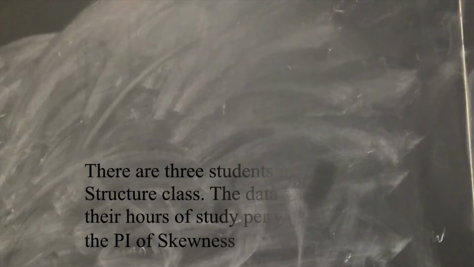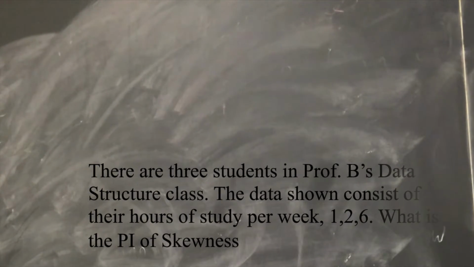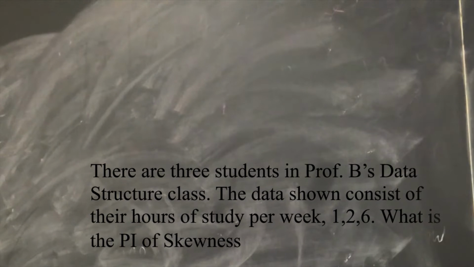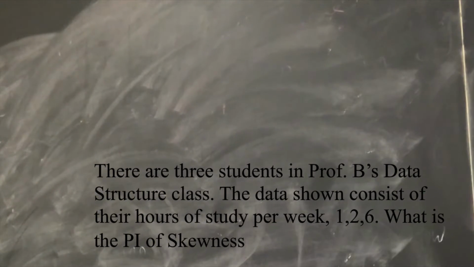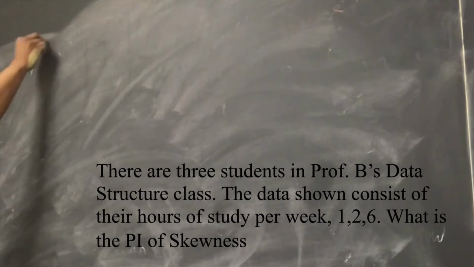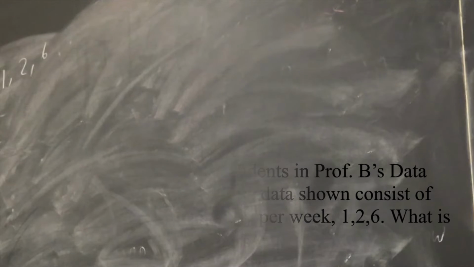What problem do we go to now? Number 7. Can you please read it? There are 3 students in Professor B's data structure class. The data consists of their hours of study per week: 1, 2, 6. What do we need to do? What is the Pearson index of skewness?